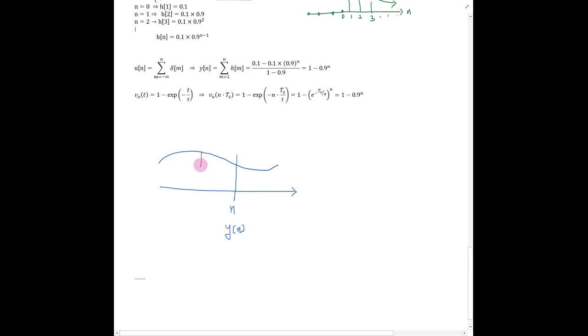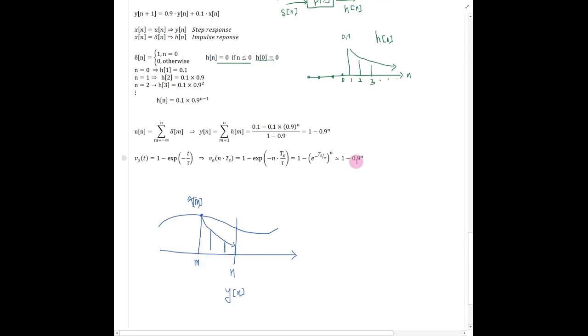To find this, I want the output contribution at the mth input sequence. The mth input sequence is this one. This one will affect the output somehow. This contribution weighting factor is given by the impulse response, because you know that this system is derived from the RC circuit. So this one is obviously linear and time invariant.